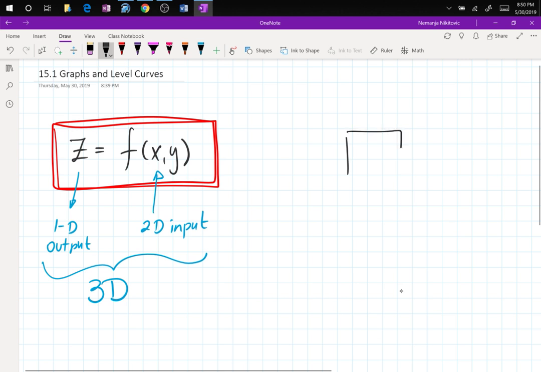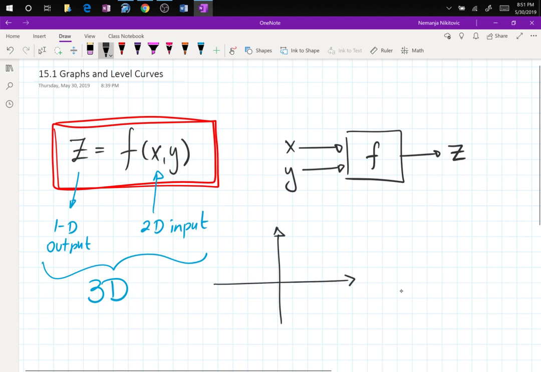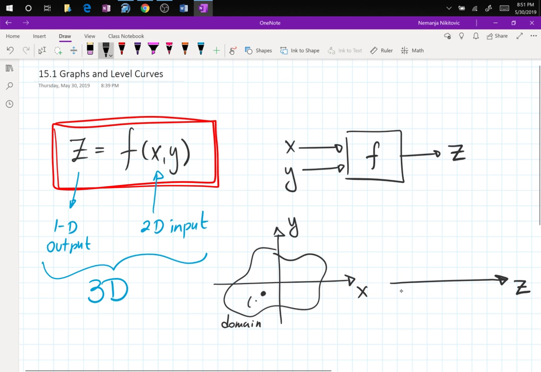The block diagram for something like this would be x goes in, y goes in, function operates on it, z comes out. Graphical representation for something like this would be: you have xy, and then there is some kind of a domain. And then you have axis z. There will be a random point somewhere that is in the domain, point xy, which will map onto some point z using function f.